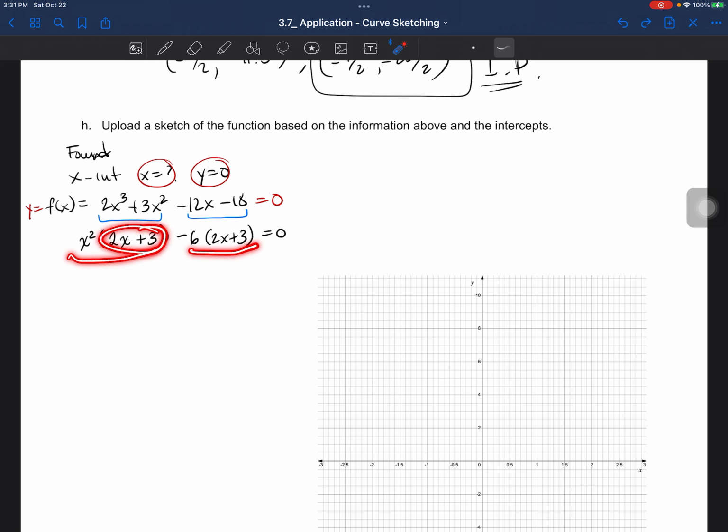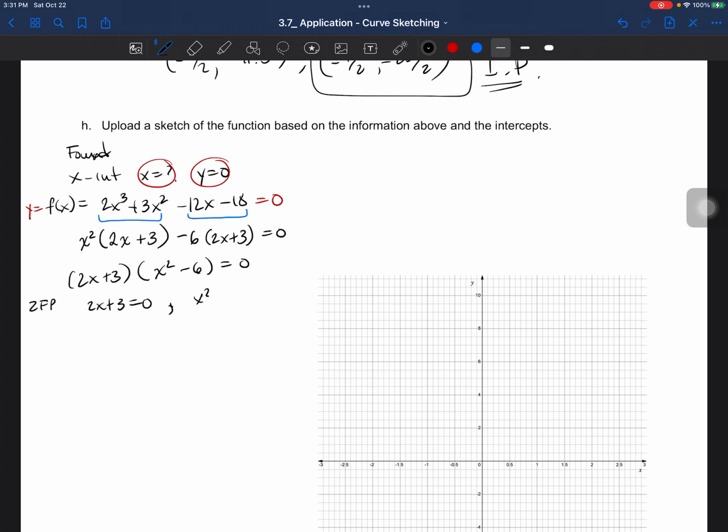So what we're going to do now is we're going to factor the group. If you notice, we have two terms here, and both terms have a common factor of 2x plus 3. So we're going to factor that out. So that becomes 2x plus 3, and what's left behind? x squared minus 6. All right, so that's what we end up getting by the zero factor property. 2x plus 3 equals 0, comma, x squared minus 6 equals 0.